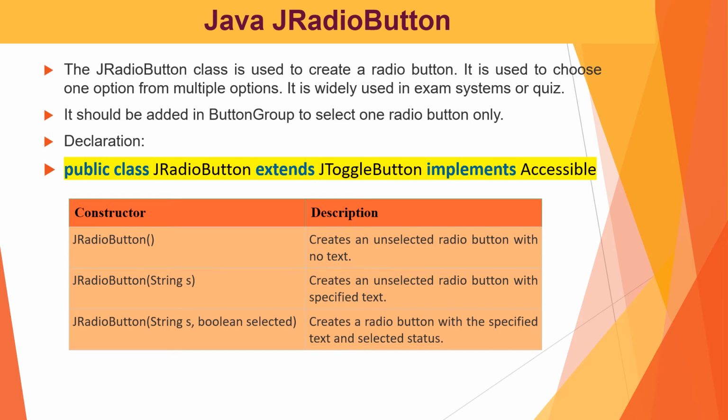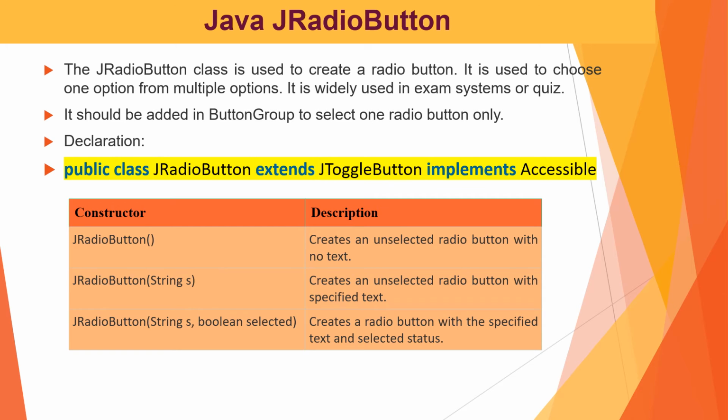Our next Java component is the JRadioButton. The JRadioButton class is used to create a radio button, and this will be used to choose one option from multiple options. So there may be multiple options, and we can select only one out of all of them. This is widely used in exams or quizzes, etc. It should be added in a button group to select only one radio button.